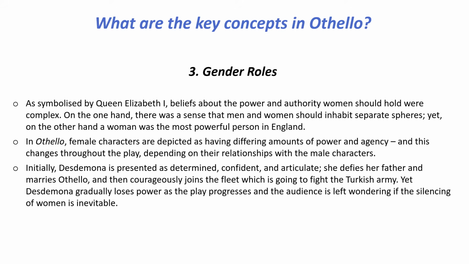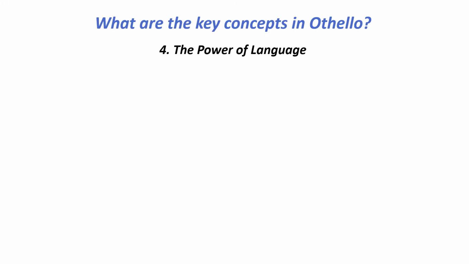However, she gradually loses power as the play progresses, and the audience is left wondering if the silencing of women is inevitable, or if Desdemona's death is some kind of punishment for being so outspoken at the beginning of the play. Another key concept to consider when you're looking at the play is the power of language.